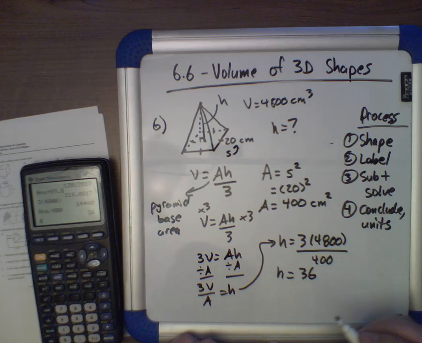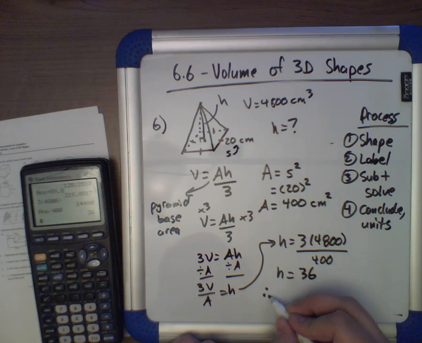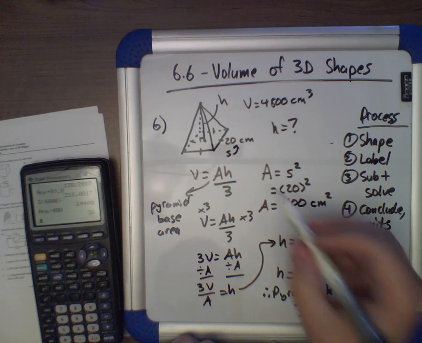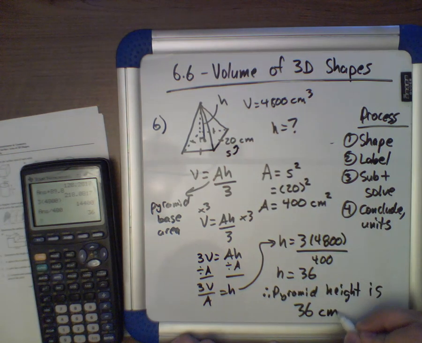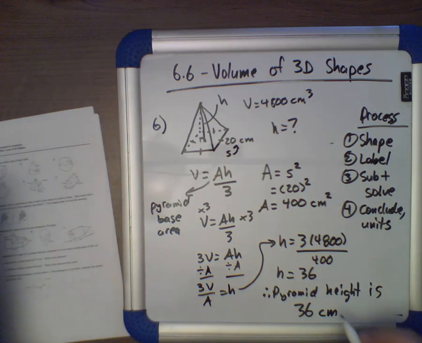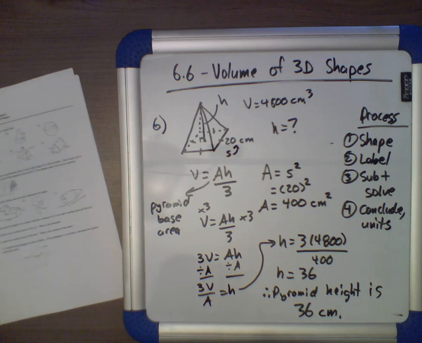And it is a word problem, so let's have a word answer. Therefore, pyramid height is 36. And don't forget our units, centimeters. And height is just a one-dimensional length, so it's not cubed, it's not squared, it's just centimeters. Let's double check our answer key.